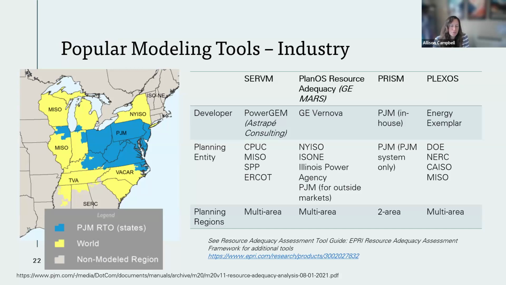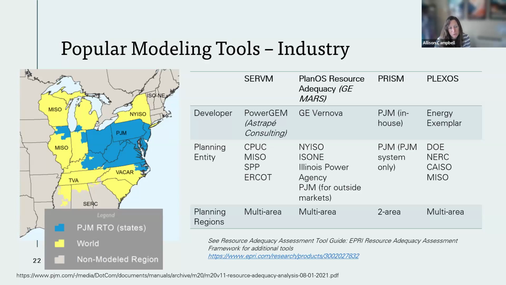There are, let's say, 4 dominant tools that are used by stakeholders and developed by industry. And by that, I mean that for the most part, they are black box tools that work with a particular developer. So for example, Servum is developed by PowerGem, which used to be Astrape Consulting. GE MARS, which is now called PlanOS Resource Adequacy, is developed by GE Vernova.